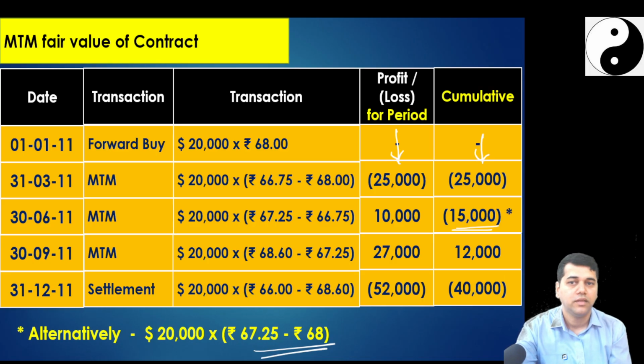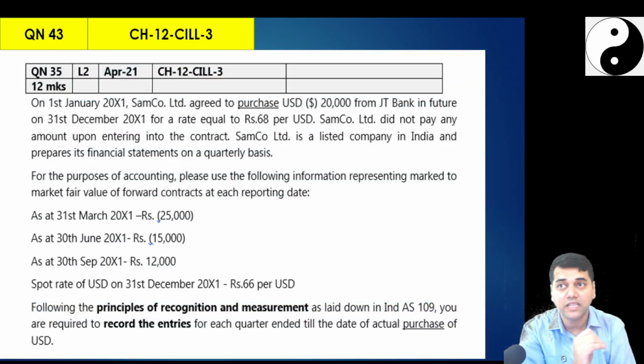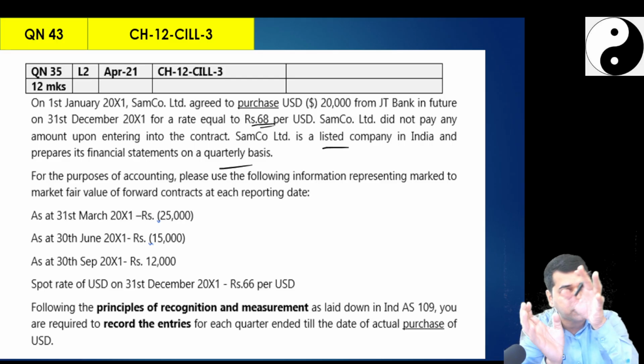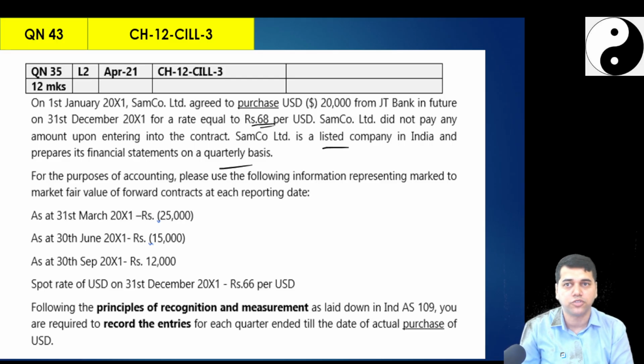Clear, no? Yes, so now we will move on to question number 43, which is an illustration question. Read this. It's probably a 12-mark question. On 1st of January 2011, Samco agreed to buy $20,000 from JT Bank in the future on 31st December at 68 per dollar. They did not pay any amount and it's a listed entity, so you have to report on a quarterly basis. Same story like my example. In fact, this example was based on this question only.